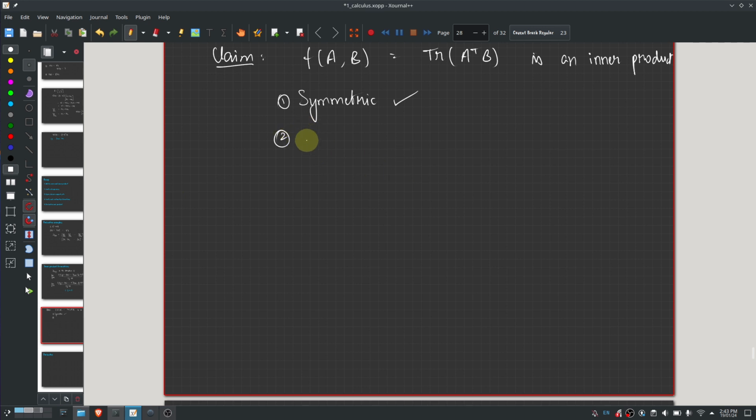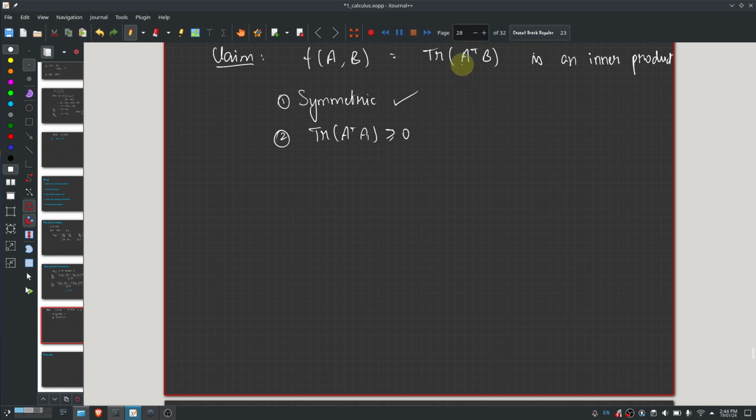Okay, so trace of A transpose A, this is greater than or equal to 0, and if A is non-zero, then this is strictly greater than 0. Okay, in fact, there's an even easier way of checking that this is an inner product.